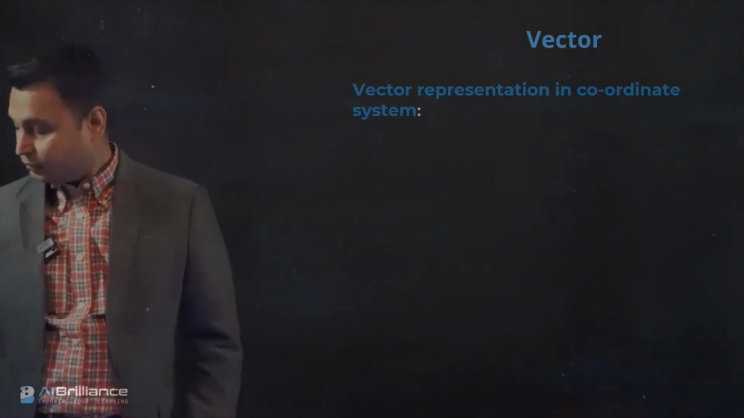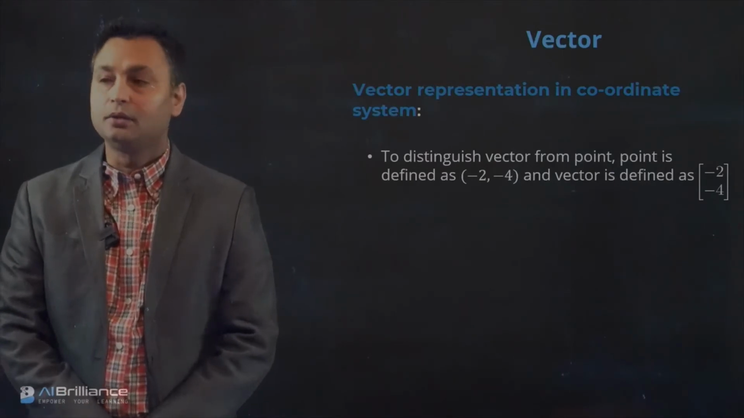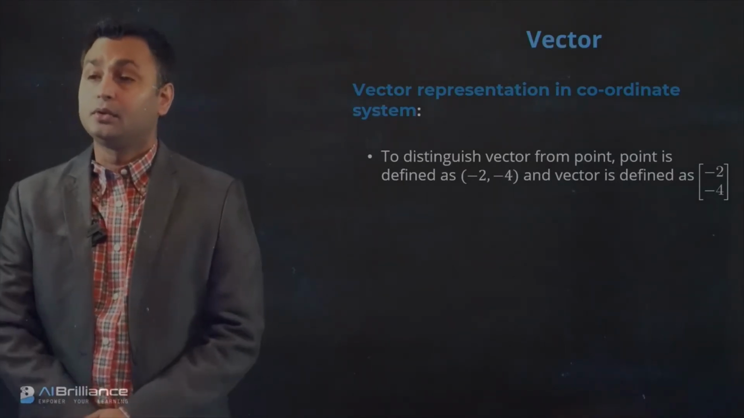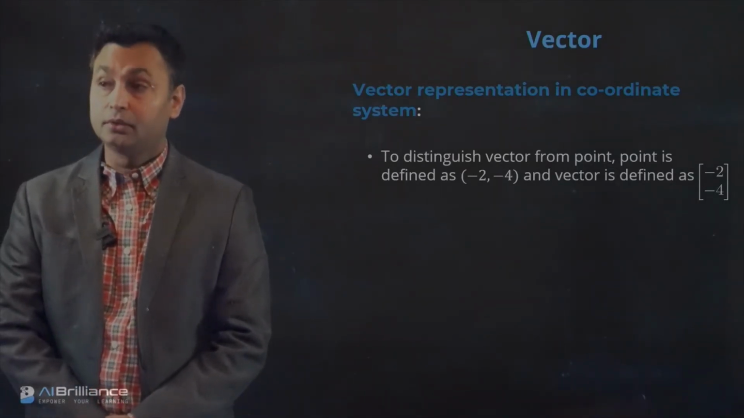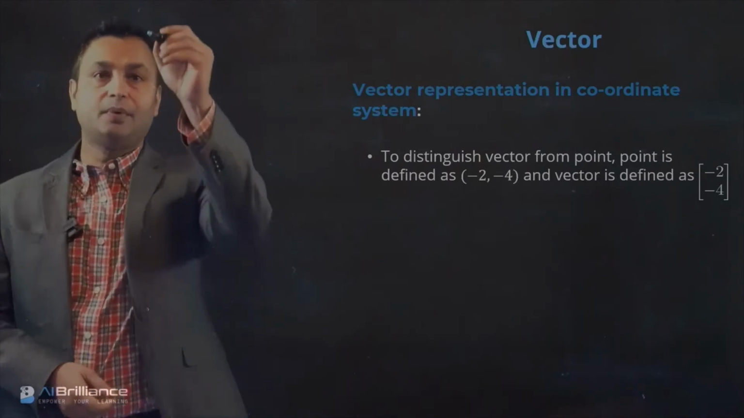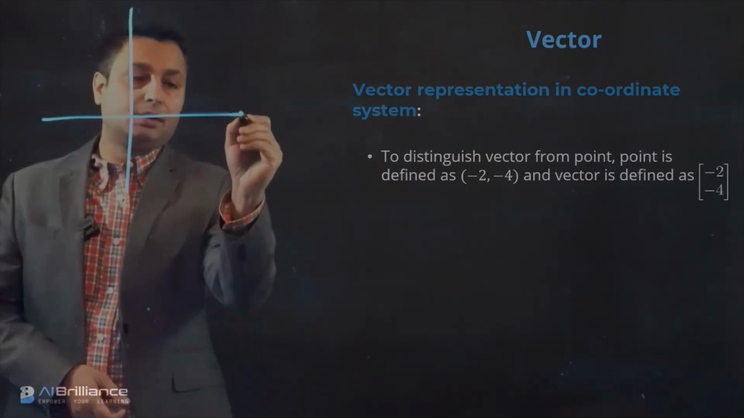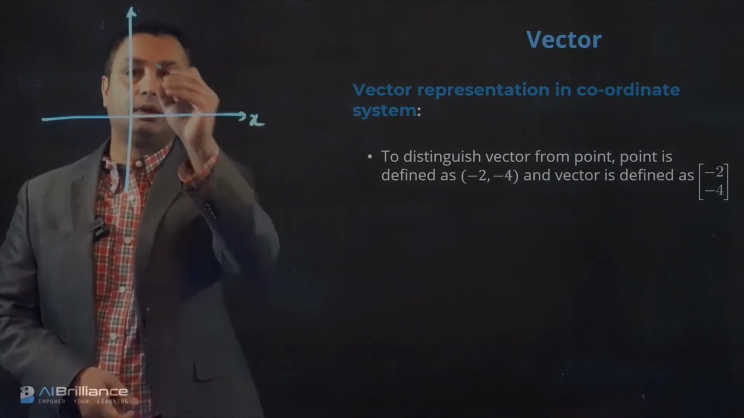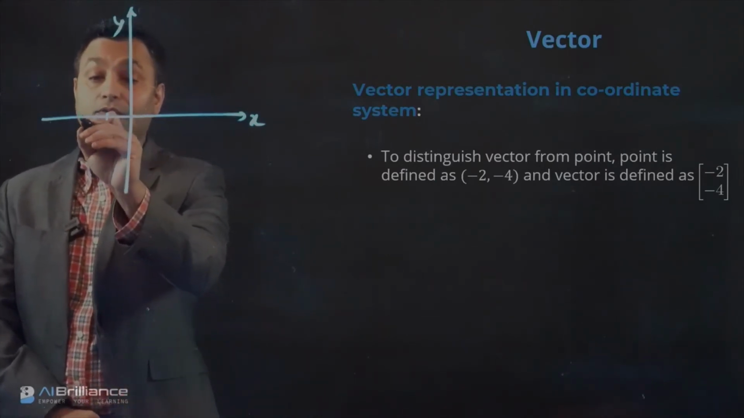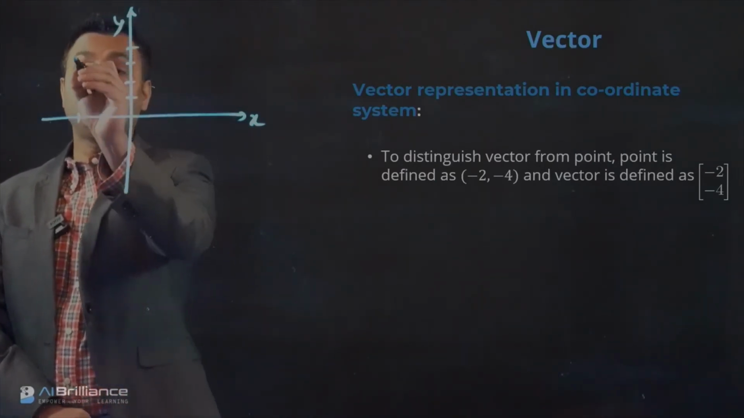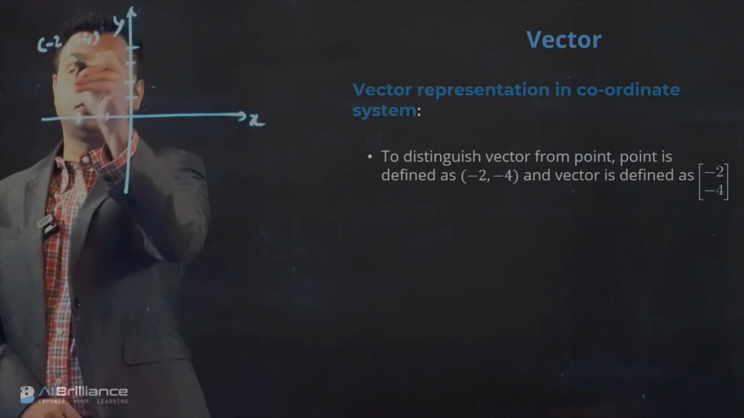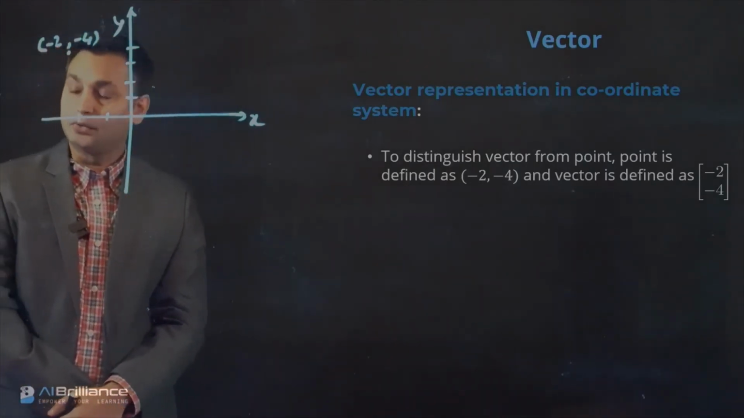Now, in order for us to distinguish between a point and a vector, we use slightly different notations, right? One of the things that we do is we use square brackets to denote vectors, whereas we use round brackets to denote points in a space. Let me explain this with an example problem. Let's say we have a coordinate system which is x and y, and if I want to represent a point -2, -4 on this coordinate system, then I will pick this point, and this point will be written as (-2, -4).